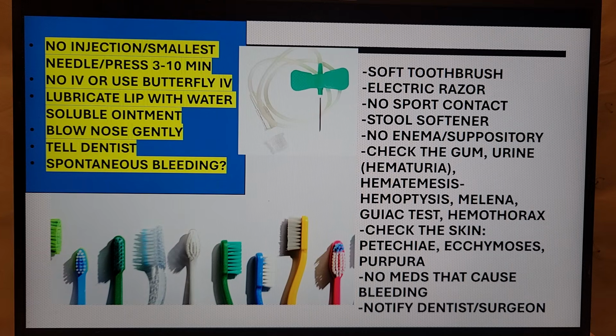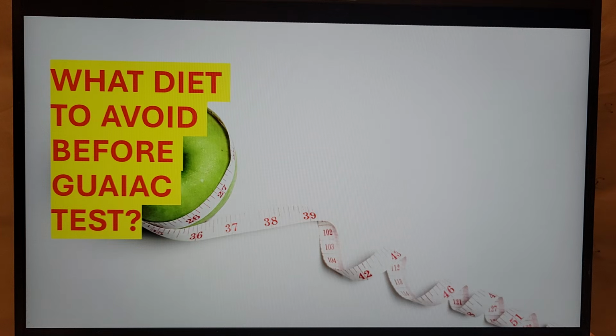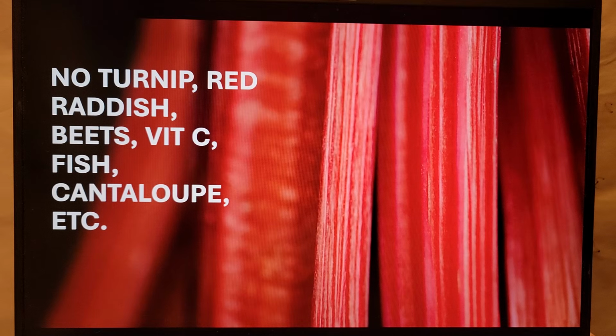Alright, so many interventions for people with thrombocytopenia. Make sure you know this really, really well. Okay, thrombocytopenia, the risk for bleeding. So for the guaiac test, please teach them not to eat red, because you don't want a false positive. No turnip, no red radish, no beets, right? No vitamin C, fish, cantaloupe, red meat, because you don't want a false positive.